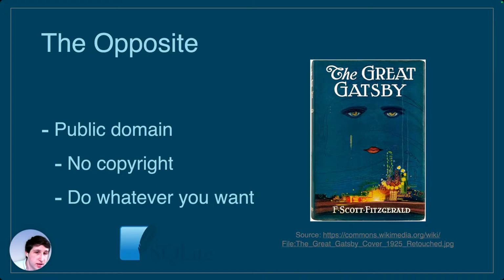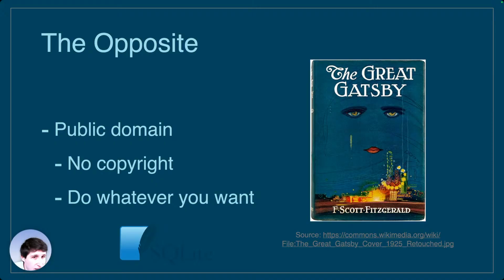So I can take The Great Gatsby, which is now out of copyright and in the public domain, and I can decide, you know what? I'm going to make my own book that I'm going to call The Great Gatsby, and decide that it was written by me and start selling it. You could actually do that. There's nothing illegal about that. You can take anything in the public domain and do whatever you want with it. And that extends to software.